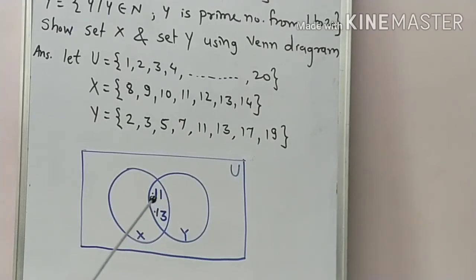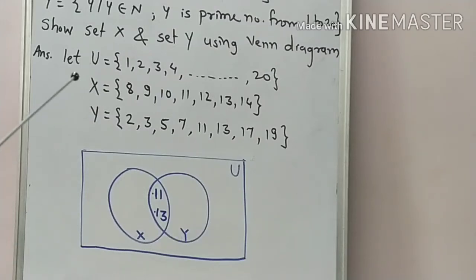So here we write 11 and 13. It's not 0.11 and 0.13; that dot represents the number. So what does it mean? 11 and 13 are in this left-hand circle, meaning in set X, and the same 11 and 13 are in the right-hand circle, meaning in Y.